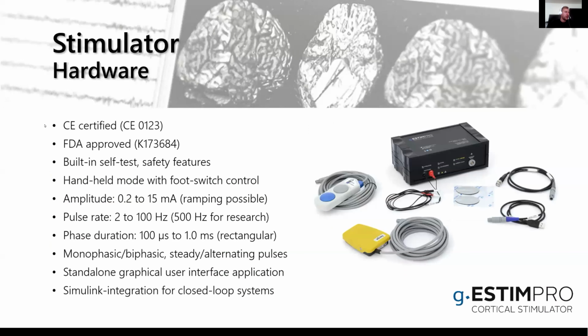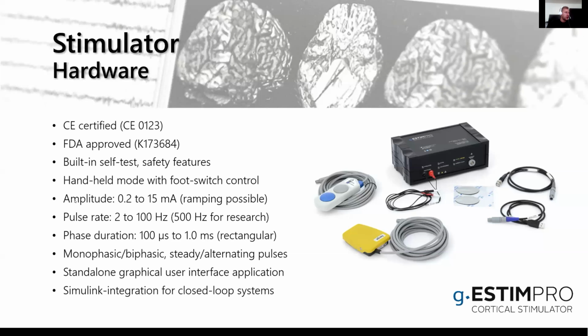We have this safety concept in the g.tec Pro. This is an FDA cleared and CE certified electrical stimulator to stimulate the brain, especially for electrical cortical stimulation. You can stimulate, for example, via a grid, or also with stereo EEG or with a handheld probe. So there are different use cases to stimulate the brain. All of them have in common that you can stimulate up to 15 milliamperes.